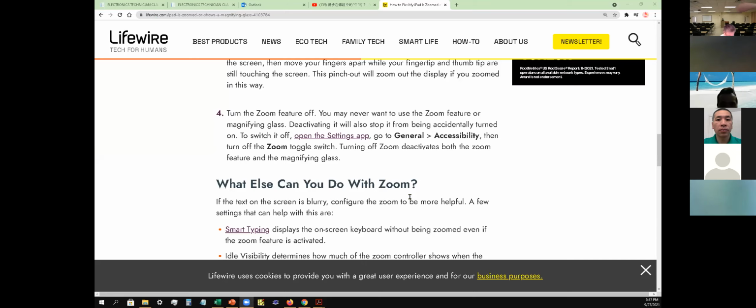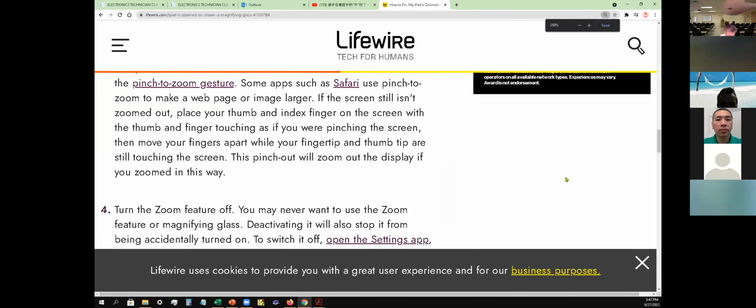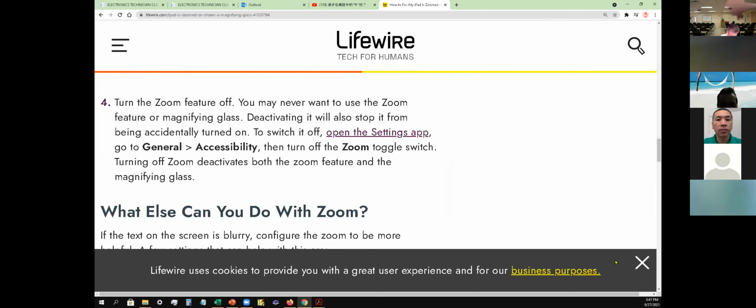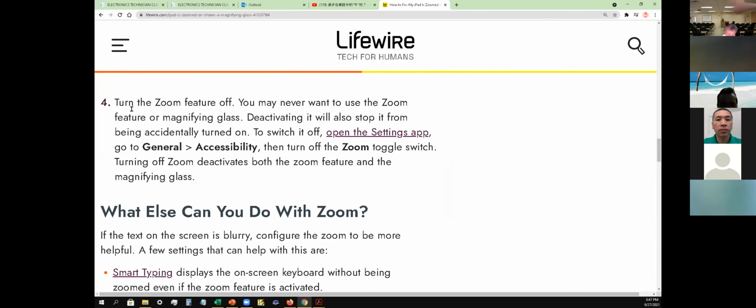So this is the other suggestion. Okay, so right here, number 4, turn off zoom feature. Deactivate it from being actually turned on. To switch it off, open the setting app.